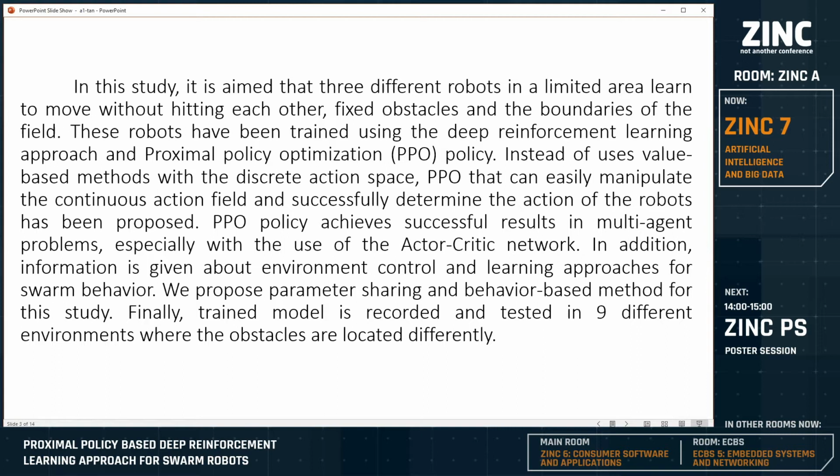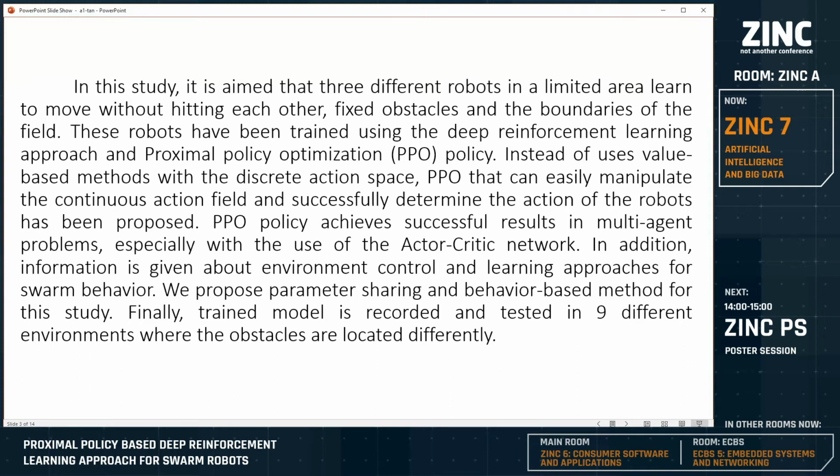In the study, it's aimed that three different robots in a limited area learn to move without hitting each other, fixed obstacles and boundaries of the field. These robots have been trained using the deep reinforcement learning approach and proximal policy optimization policy. Instead of using value-based methods with discrete action space, proximal policy optimization, which can easily manipulate the continuous action field and successfully determine the action of the robots, has been proposed.